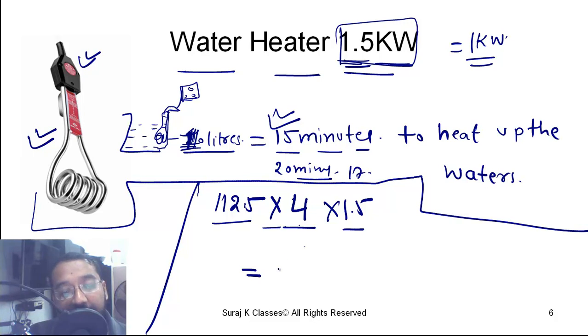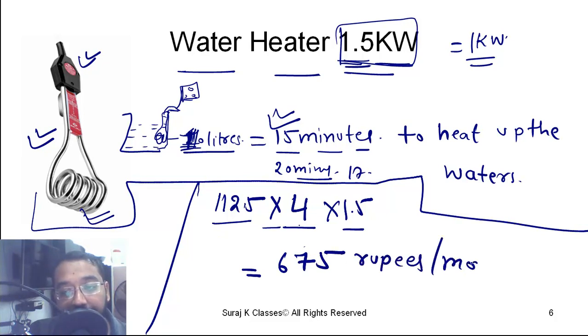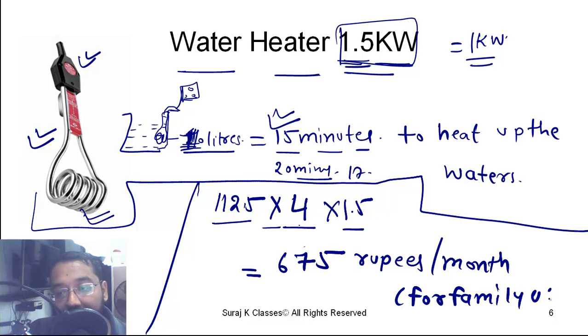So this is a general electricity bill that will be coming for using this device. This is the general electricity bill that you will have to pay. Now let's calculate 112.5 into 4 into this 1.5 as a correction factor. Then this will come around 675 rupees per month for family use. I am putting it for family use. So this is very simple and clear.